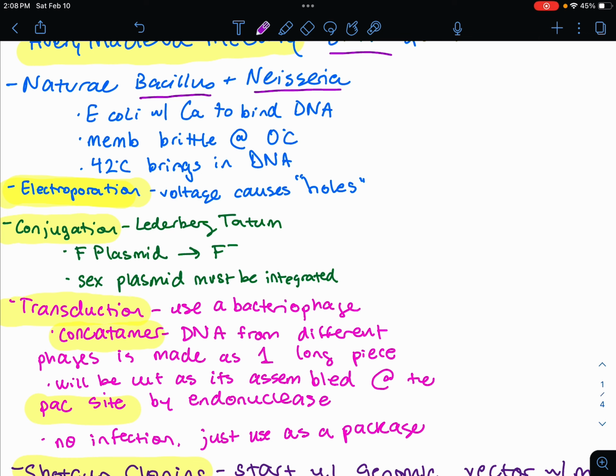You're going to have to resuspend in a buffer containing a high level of calcium to bind the DNA to the cell. Then you hold it at 0 degrees Celsius, because this is going to cause the membrane to be brittle. Then when you increase the temperature to 42 degrees Celsius, this causes the DNA to be taken up by the cells of E. coli. This is called heat shock treatment.